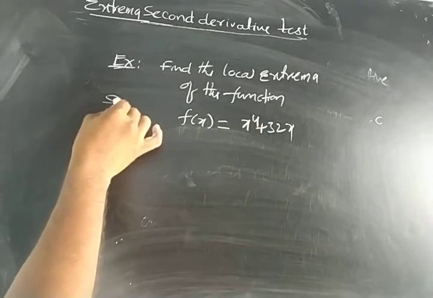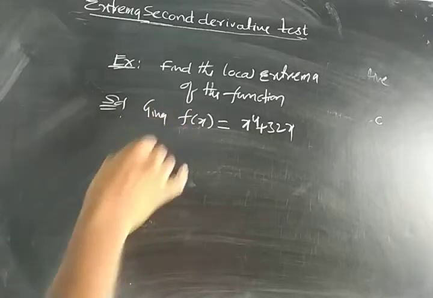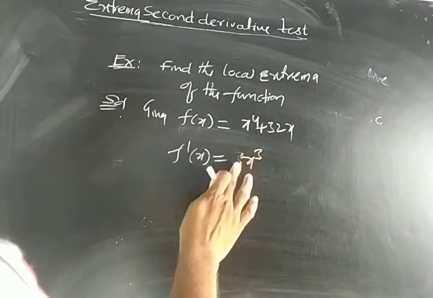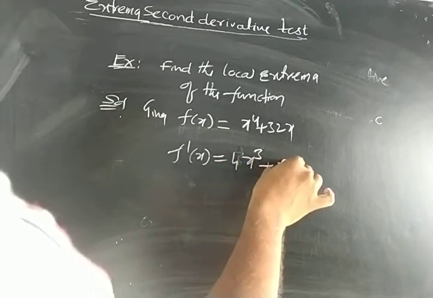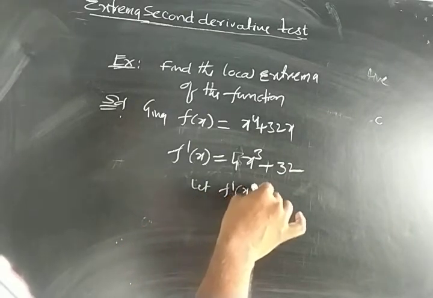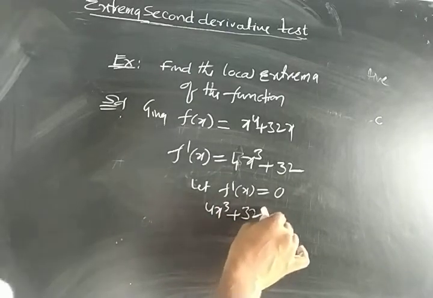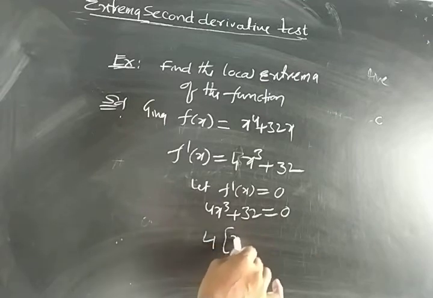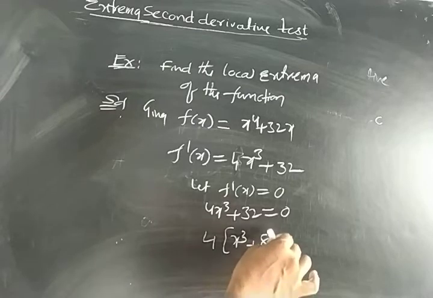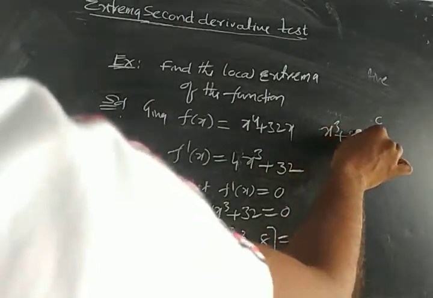Now solution. We are finding local maxima, local minima. So this is the given function. I am finding f dash of x, which is 4x cube plus 32. So I am taking f dash of x equal to 0. By taking f dash of x equal to 0, you will get the critical points. So 4x cube plus 32 is equal to 0. By taking 4 common, x cube plus 8 is equal to 0.